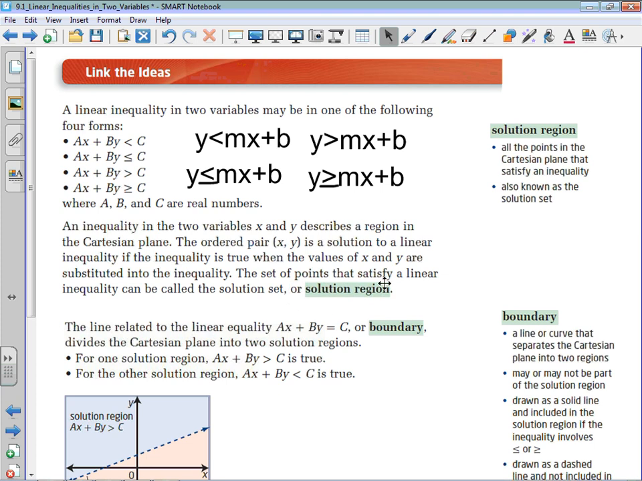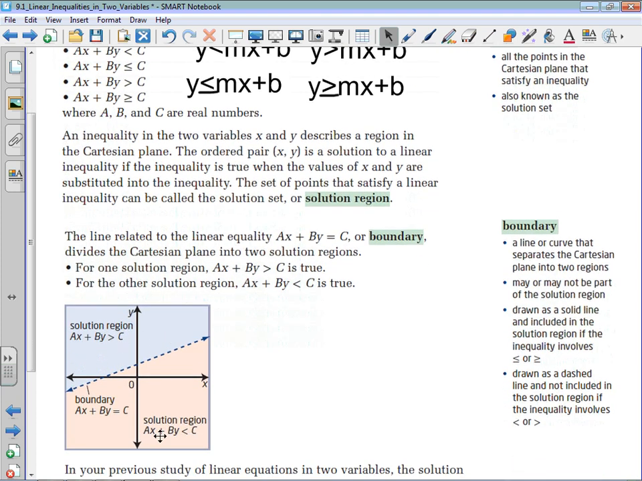And they call that the solution region. And the solution region would identify, and they show right here that the peach is the solution region, which means any of the points that I'm dotting here are solutions to this inequality. And I'm going to show you that in the notes as we do examples.